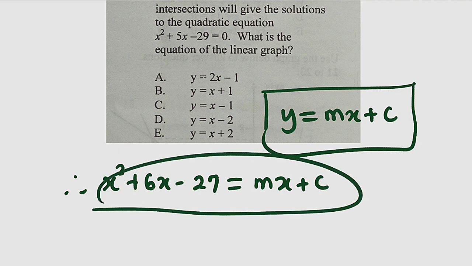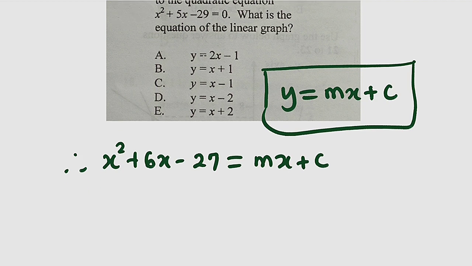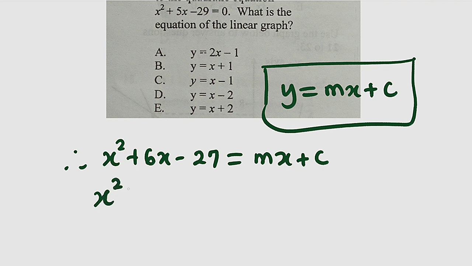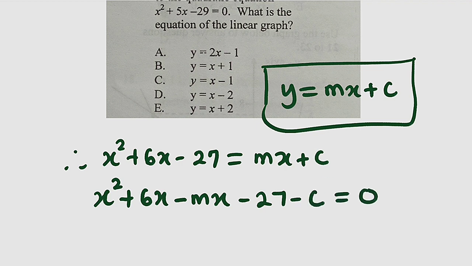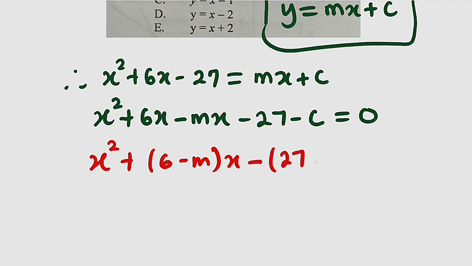If you solve for x here, it will determine the points of intersection, that is the value of x at that point. So let us collect the like terms. We have x squared plus 6x. As this crosses over, it becomes negative mx. Then we have minus 27. As this crosses over, it becomes negative c. The whole of this equal to 0. You can see that this is x squared plus, we can factor out x. So we have 6 minus m inside. Then here we can factor out negative sign. We have 27 plus c. The whole of this equal to 0.